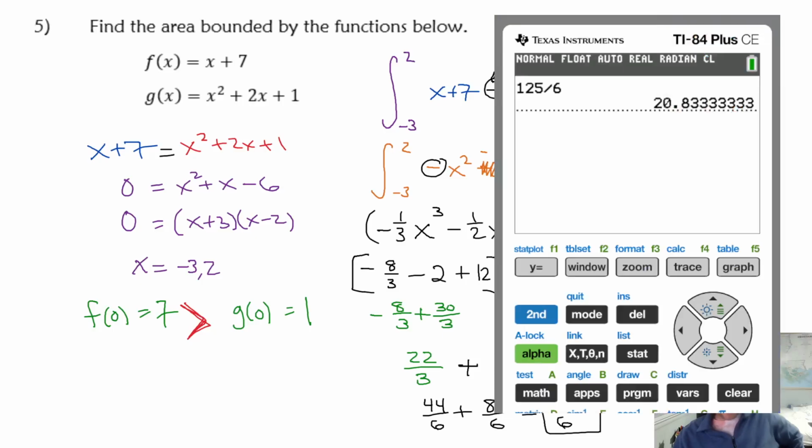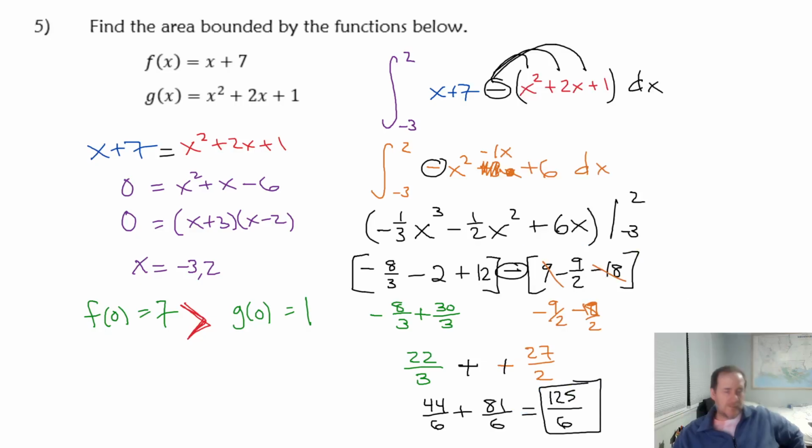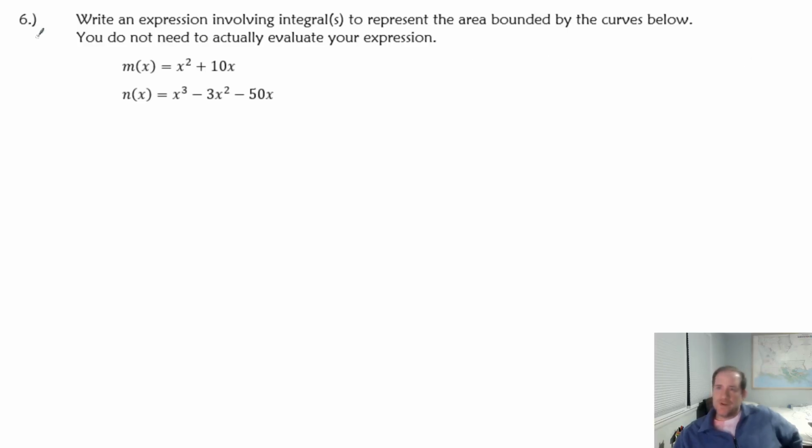Wait, is that all I gotta do? Oh man. Okay, cool. I can bring the calculator back more easily now. All right, page the next, number 6. I don't think I'm doing this. Oh, we only have to write the expression. All right, fine. I'll go through it.